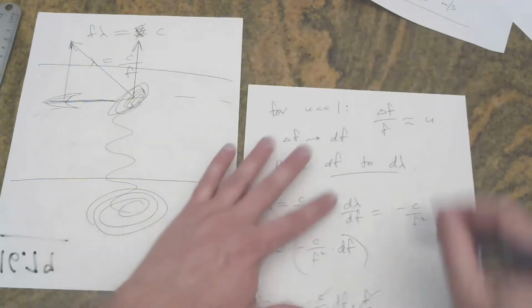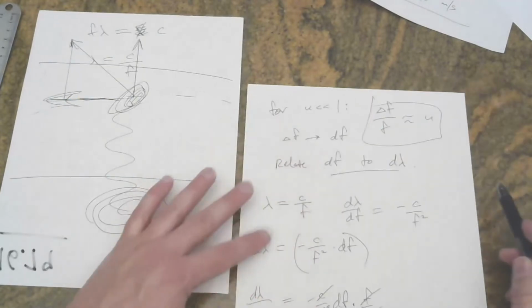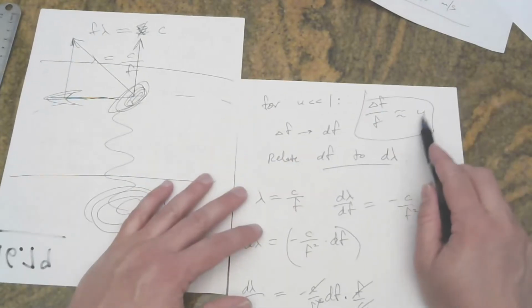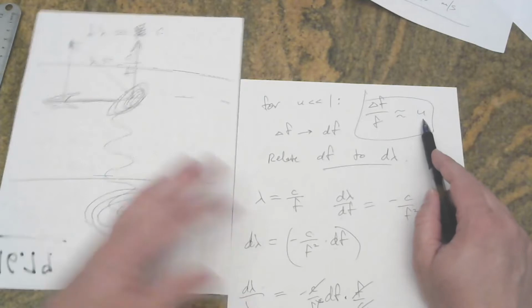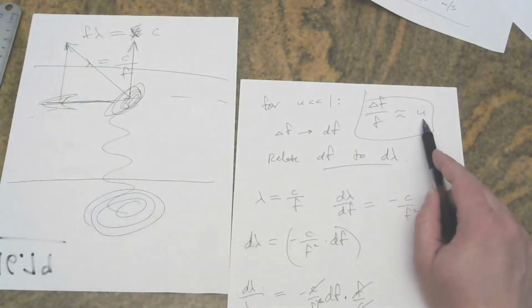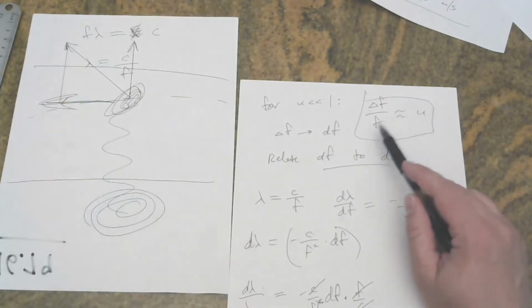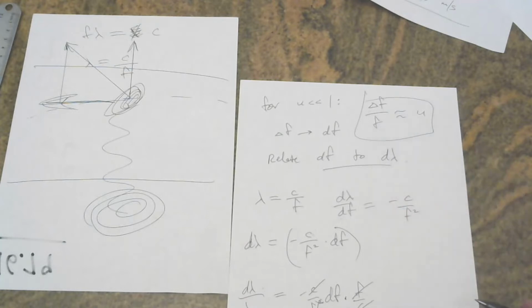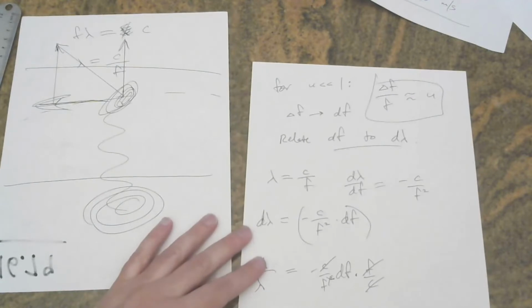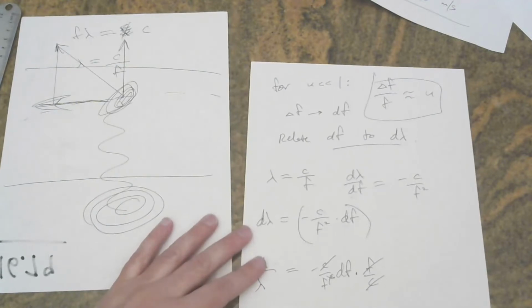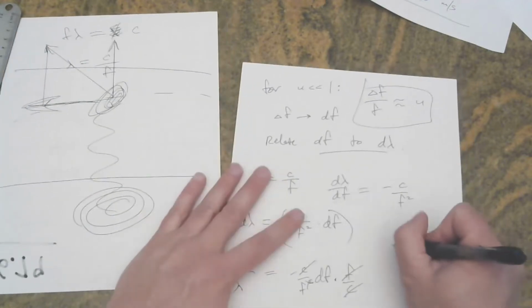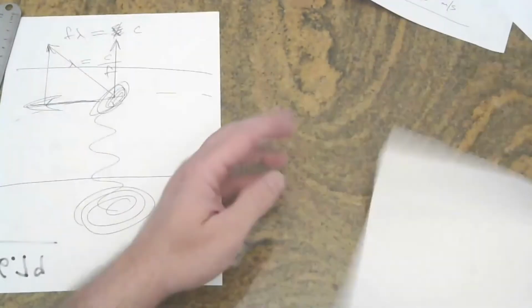Okay, so we can go back up to here and recognize that if the relative speed, the so-called light speed, how fast the galaxy is moving compared to the speed of light, if that number is approximately equal to the fractional change in the frequency, then evidently it's also equal to the fractional change in wavelength. So here's another useful formula.